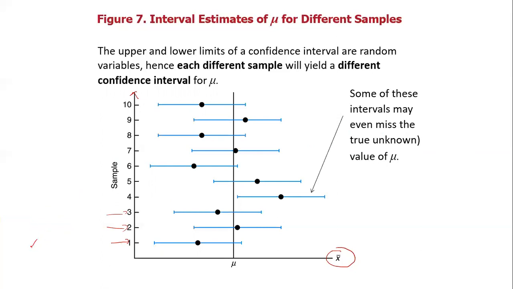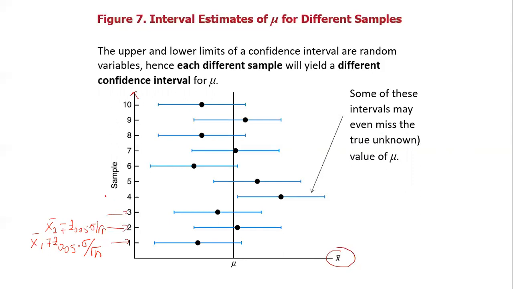So I have x1 bar plus minus z. So this is the 90% confidence interval. This is z sub 0.05 times sigma of x bar, which is sigma divided by root 10, right? So the second one is a confidence interval again. This is x2 bar plus minus z sub 0.05 times sigma divided by root 10.